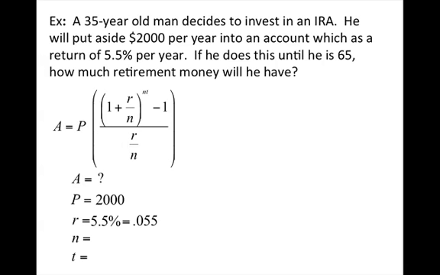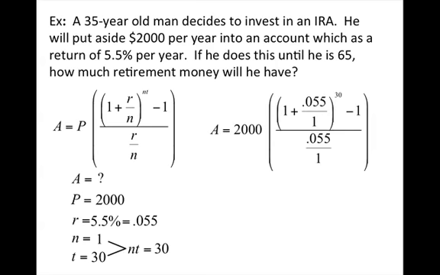N is the number of times compounded per year. Well, it says he has a return of 5.5% per year, so that means they're compounding this yearly, so that's once. My time is the number of years. The man is 35 years old, and he's going to do this until he's 65. So he's going to do this for 30 years. If you say 65 minus 35, you get the 30 years. And this time, if I multiply the N times T, 1 times 30 is just 30.